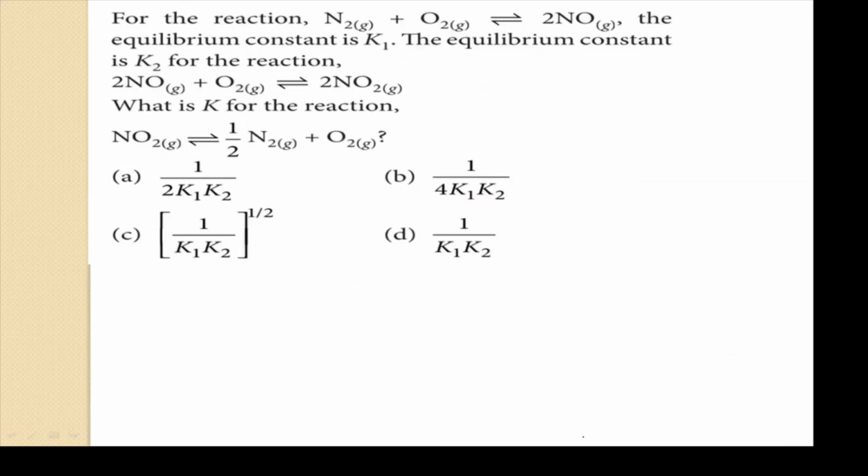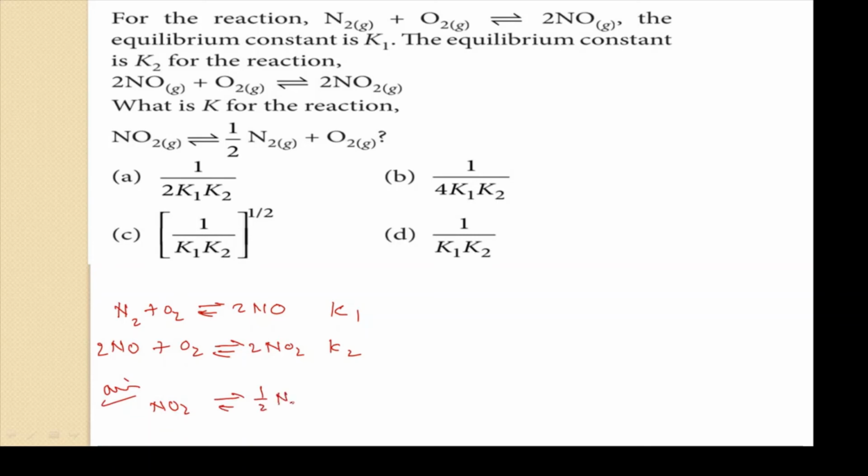Got it? Coming to the next reaction, I will write the equations here. N2 plus O2 gives 2NO. This is K1. And 2NO plus O2 gives 2NO2. This is K2, right? And our aim reaction is NO2 gives half N2 plus O2. So you need to find out the new K for this equation.